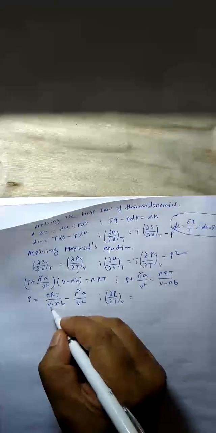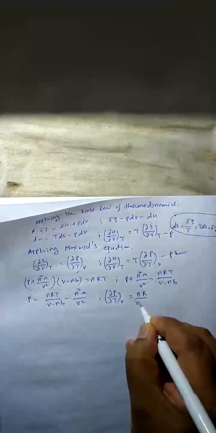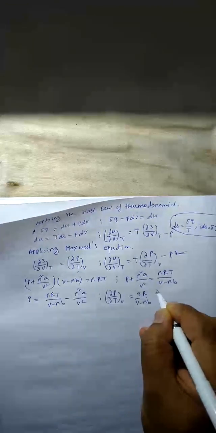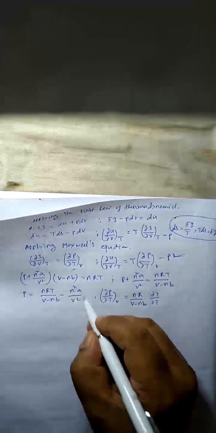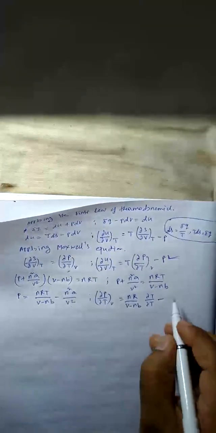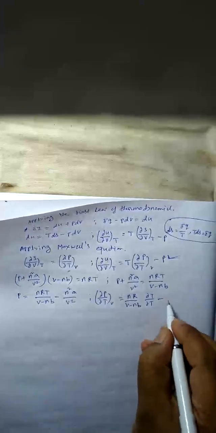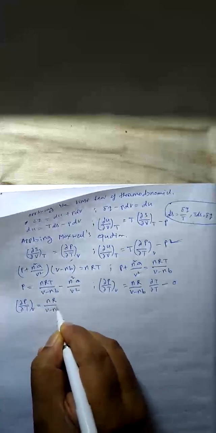n constant, R constant, V constant, a constant. So nR divided by V minus nb, then ∂T/∂T cancels to 1. Then the other terms are all constants, n constant, a constant, V constant, and when you differentiate a constant, the value will be 0. Then ∂T/∂T is equal to 1. That means (∂P/∂T) at constant V is equal to nR by V minus nb.